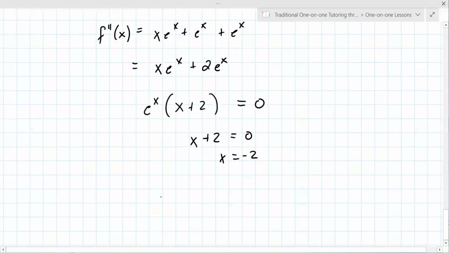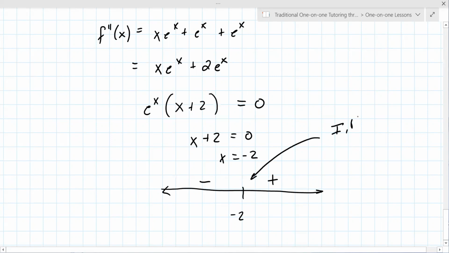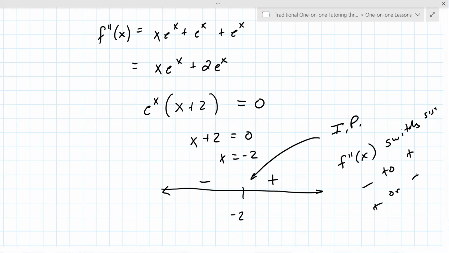So when you put this on a number line, you end up getting that this is negative and this is positive. So this is an inflection point. It's an inflection point because the second derivative, f double prime of x, switches sign, minus to plus or plus to minus. So that's the criteria: you have to see a switch in this.